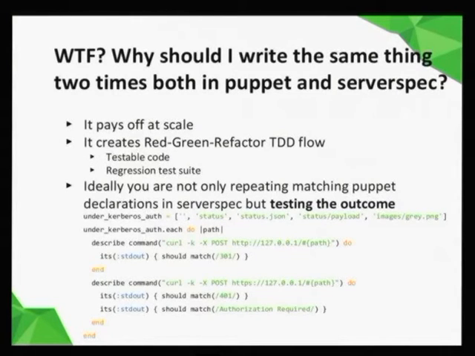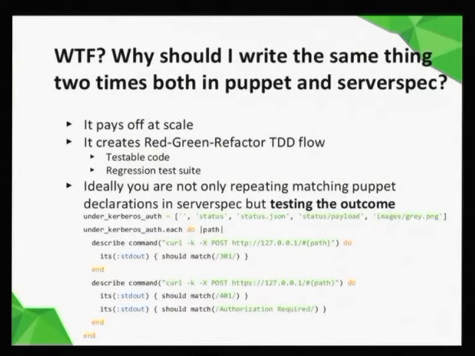It really makes the flow and allows you to write good testable code. In the case of Puppet, you have the ability to avoid idempotency problems and so on while developing your manifests. And on top of that, even though that is already useful, you can create more tests that test an actual outcome, which is way beyond Puppet.